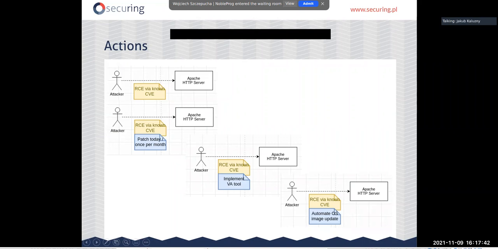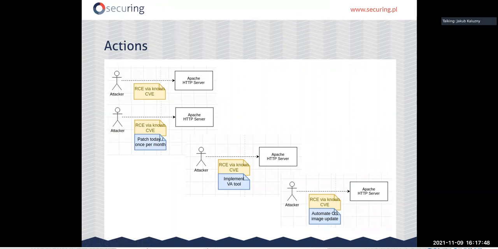For example, action number 1 is just patch the CVE today, right? Or introduce a policy to patch once per month. Then another good solution to this problem is that we could implement a vulnerability assessment tool. And this tool will continuously scan our service and set alerts when the Apache server is vulnerable to a known vulnerability, right? And another solution that is also good, probably the best, is to automate the whole operating system image update via some CI/CD pipelines. And in this case, the software is much more mature in the context of security.